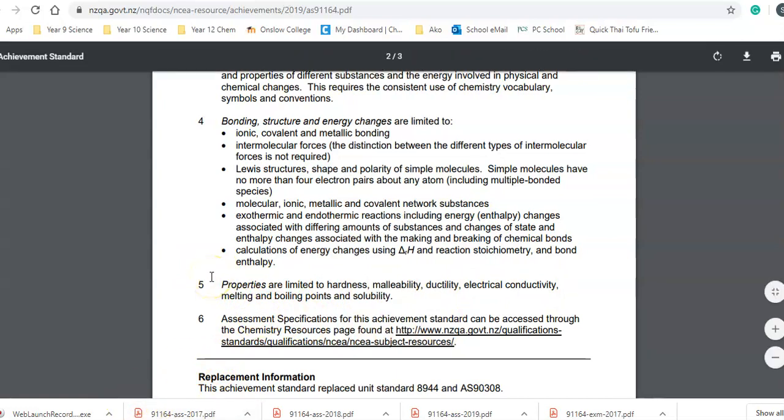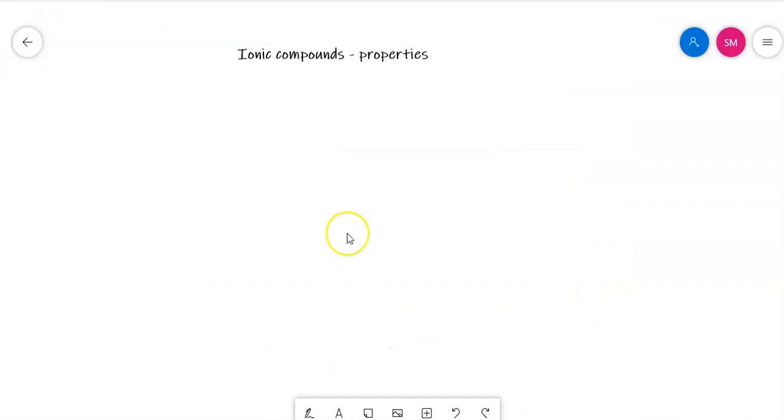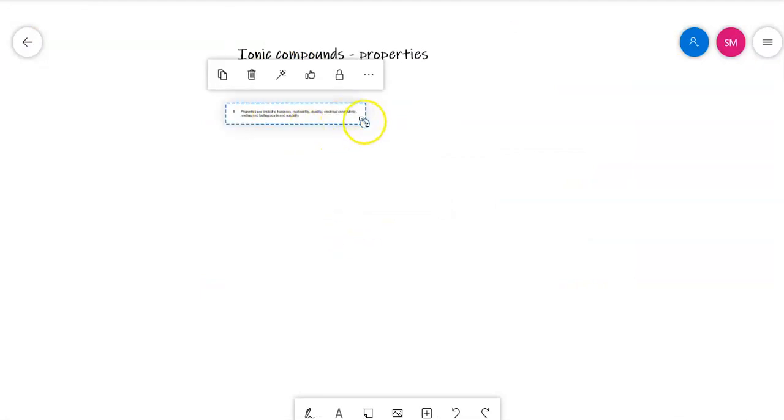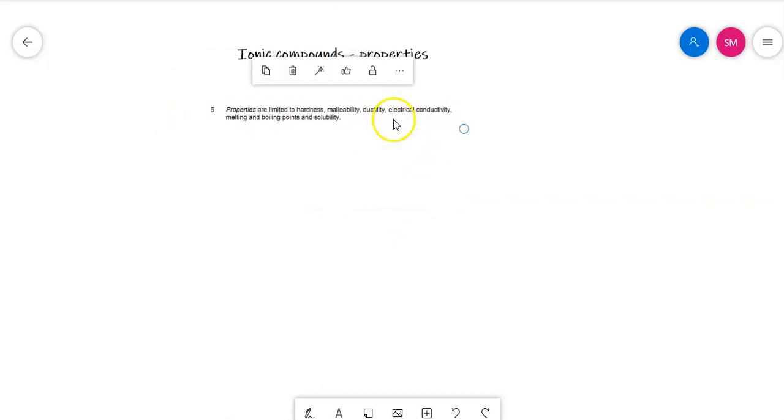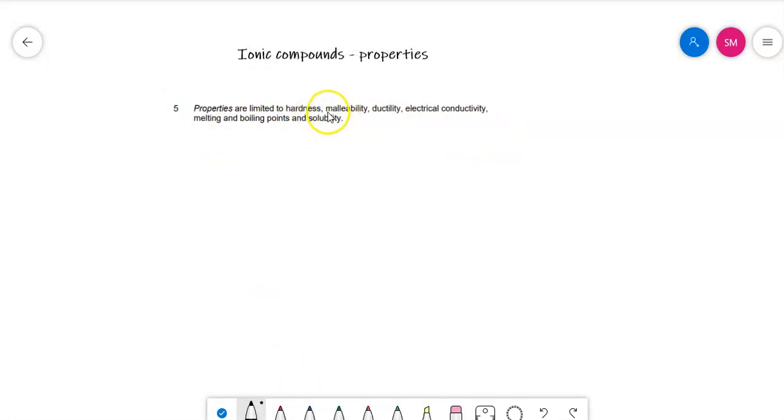So what I'll do is just take this and copy that onto our whiteboard. All right. So with ionic compounds, very common questions are about the malleability of ionic compounds. That's their ability for a force to be applied and for the substance not to break. So we look at whether ionic compounds are malleable or not. Electrical conductivity is another very common question to be asked about them. Melting and boiling points, and also solubility. These, I would say, are the most common questions that you will get in terms of properties of ionic compounds.